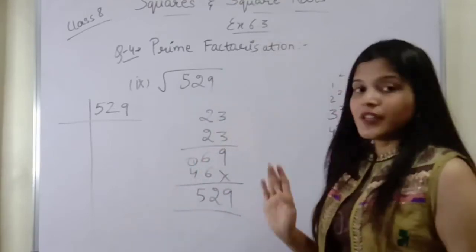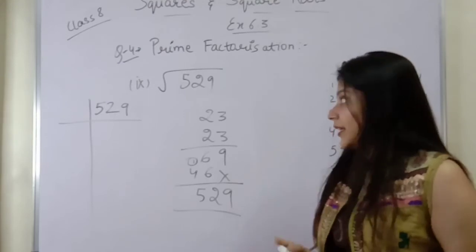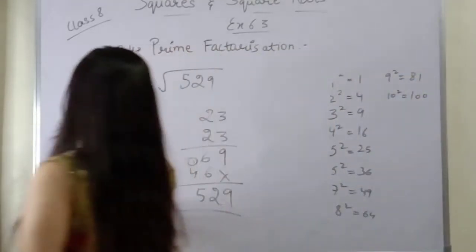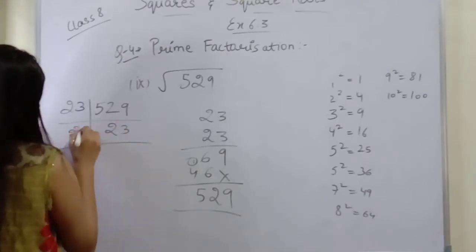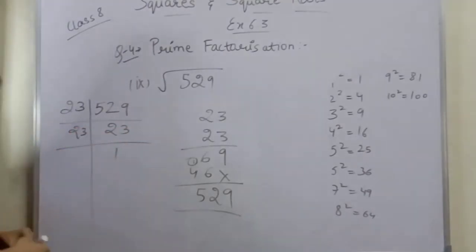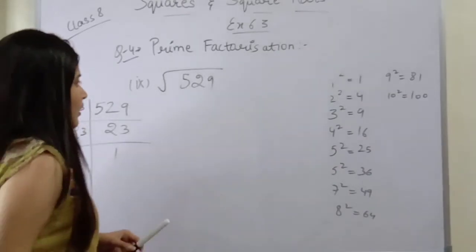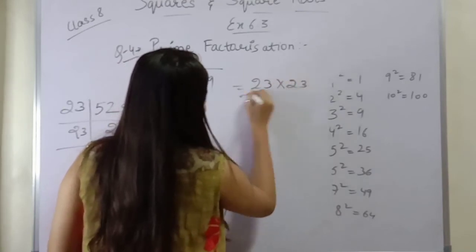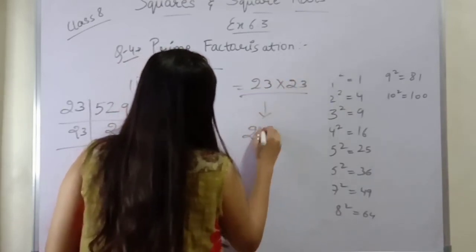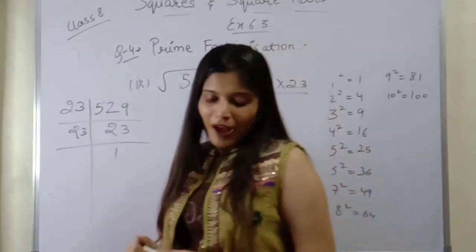So 529 is a square of 23. Now we will divide this by 23. 23 1s are 23. So simply we will write 23 into 23. We will make one pair and we will take 23, and this will be the answer. So this was part number 9.